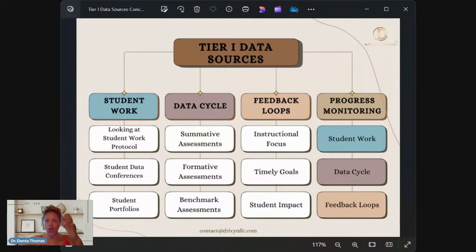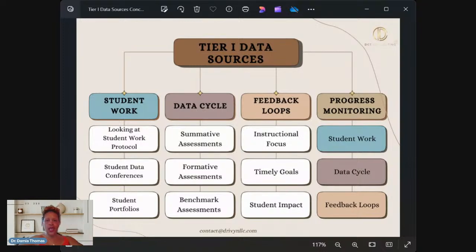And so tier one is your general instruction. That's instruction that every single student in your building gets, right? And so this is the data that I am referring to when I'm speaking about data. And so for you to get a better understanding of what type of data that is, I want you to take a look at this diagram here.